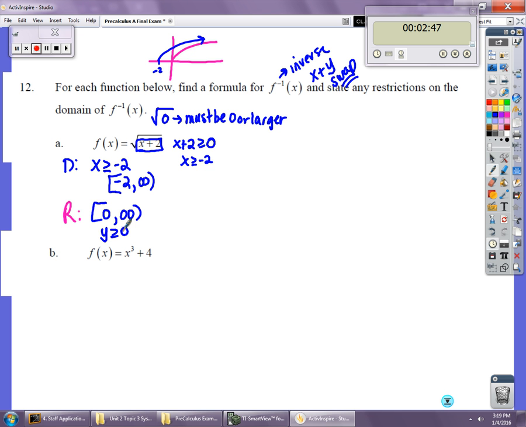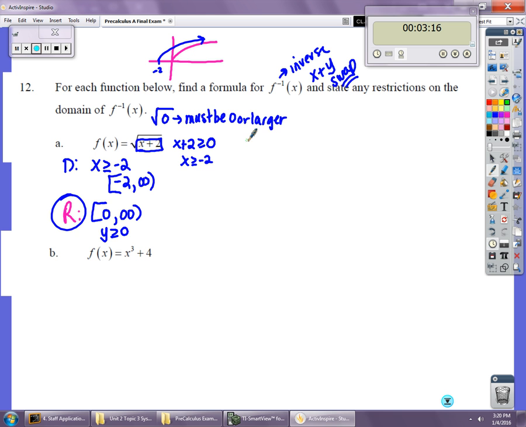Okay, the reason I did that is because it says I have to state any restrictions on the domain of the inverse. And the domain of my inverse is going to be the range of my original. Because they're going to swap, the domain and range, the x and y, everything's going to swap. So since this one had a range from 0 to infinity, that's going to be the domain of my inverse. But I need to go find that new equation.